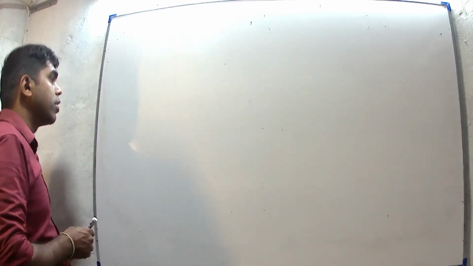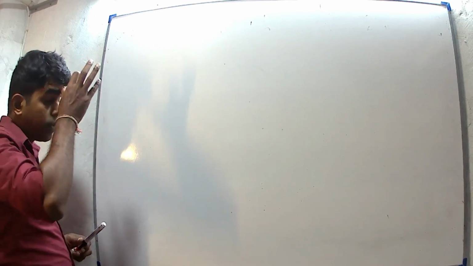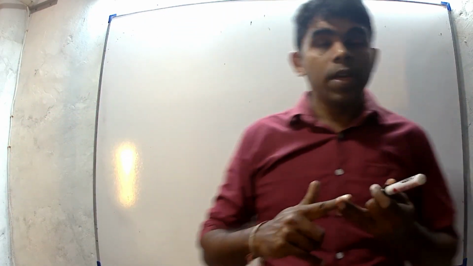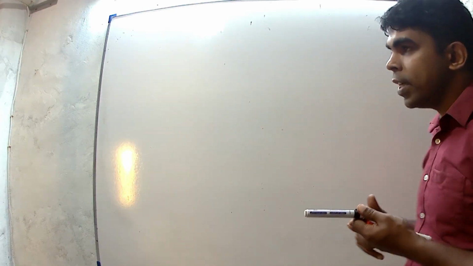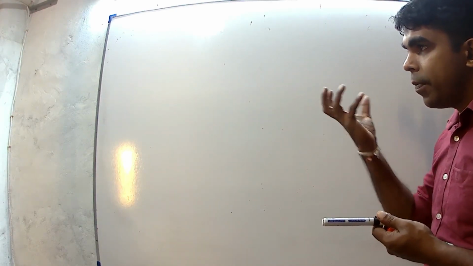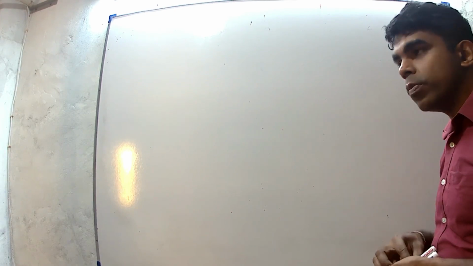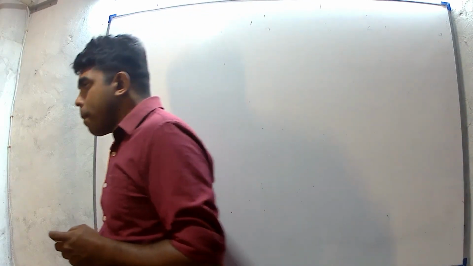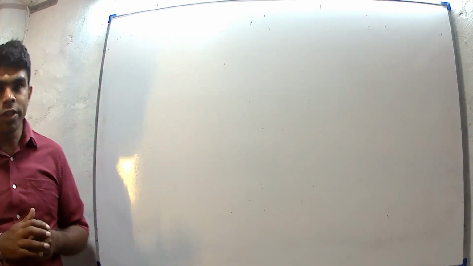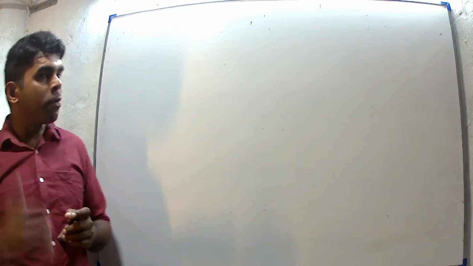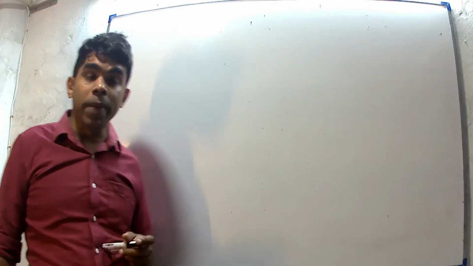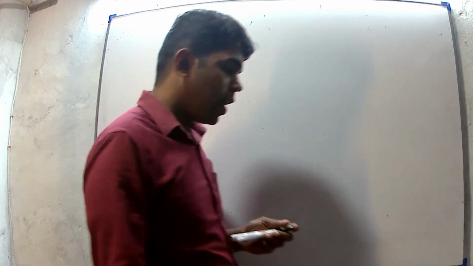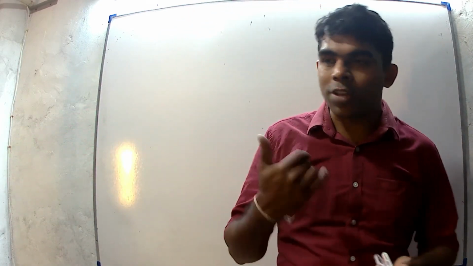You have to write that in Boyle's law, mass and temperature should be constant, and pressure is inversely proportional to volume. Then in Charles' law, we have to write that mass and pressure should be constant, and volume is directly proportional to absolute temperature. It is compulsory to write the absolute temperature. It means Kelvin temperature, not Celsius temperature.